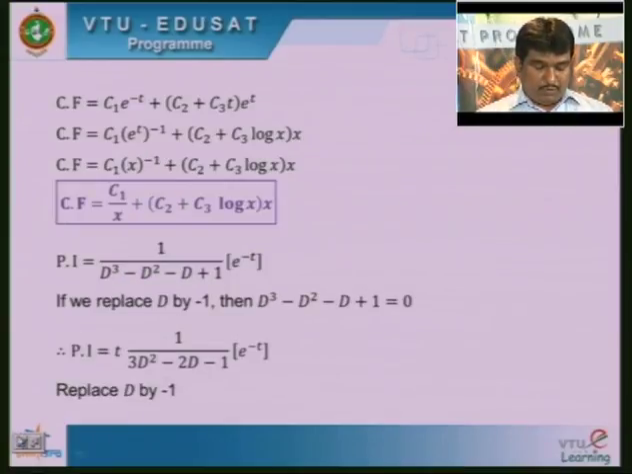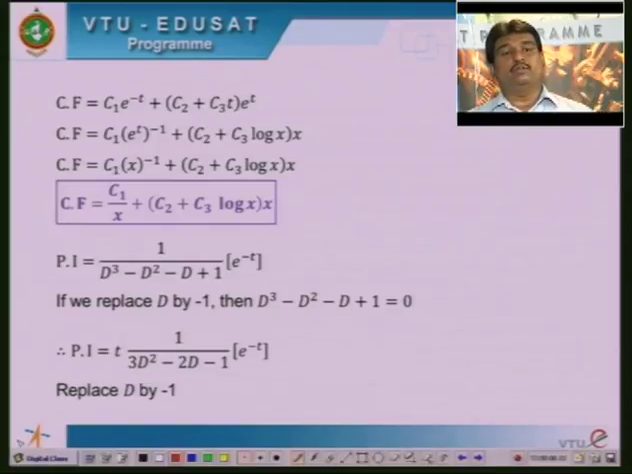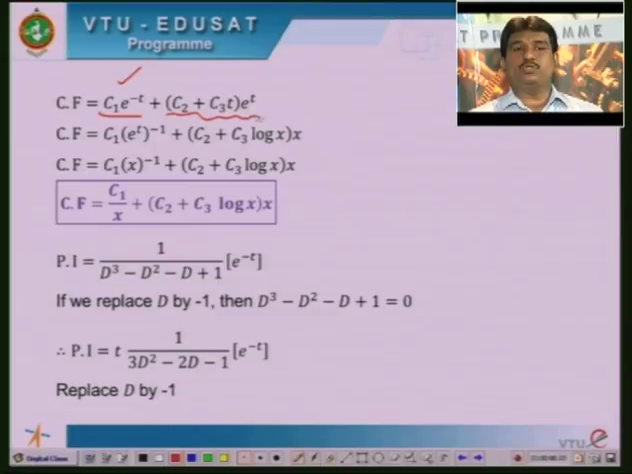Complementary function corresponding to the root minus 1 is c1 into e to the power of minus t. Here t represents the new variable because we have converted x to t using the substitution x equals to e to the power of t. So this part corresponds to the root m equals to minus 1. And this part, c2 plus c3 t into e to the power of t, corresponds to the real repeated root 1, 1. Now we have to convert this in terms of variable x.